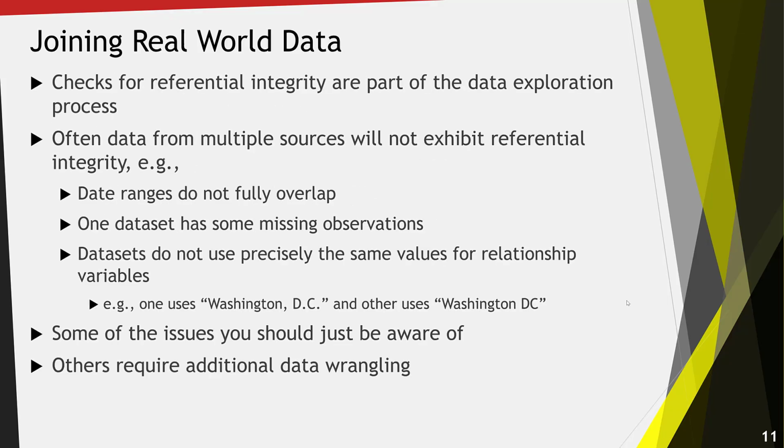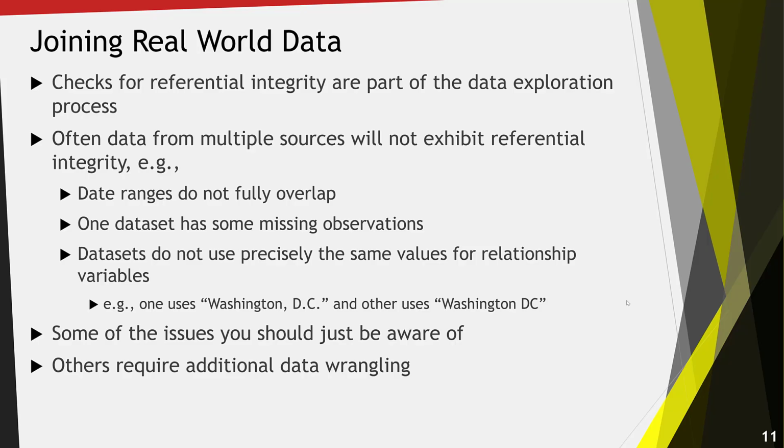These checks for referential integrity are a critical part of your data exploration process. Joins won't behave the way you expect them to if you don't have referential integrity, so it's good to investigate these things before you start joining data. Often, data from multiple sources are not going to exhibit referential integrity. For example, if you're joining data by date, the date ranges may not fully overlap. One data set may be missing some observations. Again, if you're thinking about data where you're joining by date, there may be a date range that's missing from one data set, but not from the other.